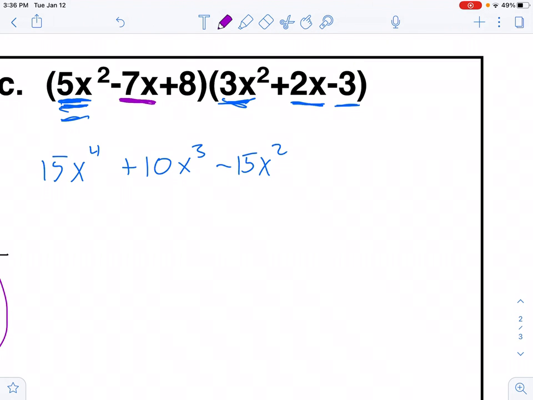So negative 7x times 3x squared. Negative 7 times 3 is negative 21. X and x squared is going to give me x to the 3rd. So I'm going to get negative 21x to the 3rd. I'm going to write that there. Negative 7x times 2x is negative 14x to the 2nd. And then negative 7x times negative 3 is going to give me positive 21x.